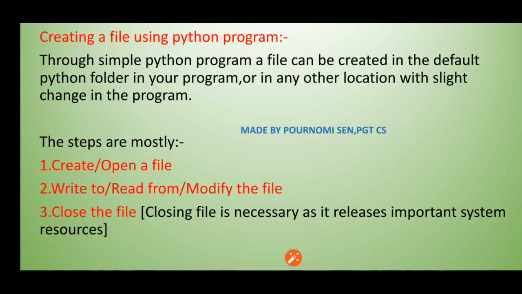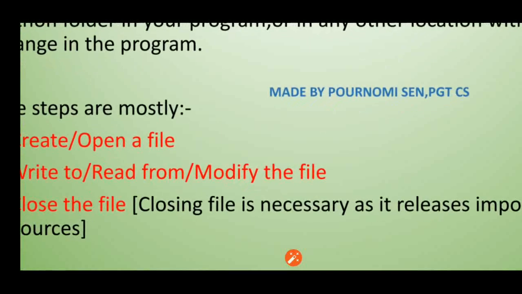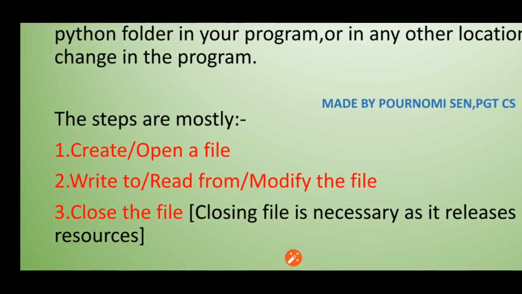The steps of creating a file or using a file in your program, in a simplified way, are: create or open a file. What is the meaning of create or open a file? You may need to create a new file, or you may need to open an existing file. That's why it has been given create/open a file. After opening the file, what to do? Either you will write in the file, or you will read from the file, or you may need to modify the file.